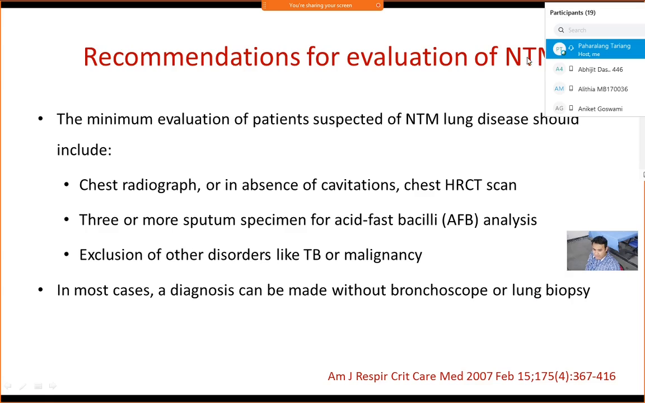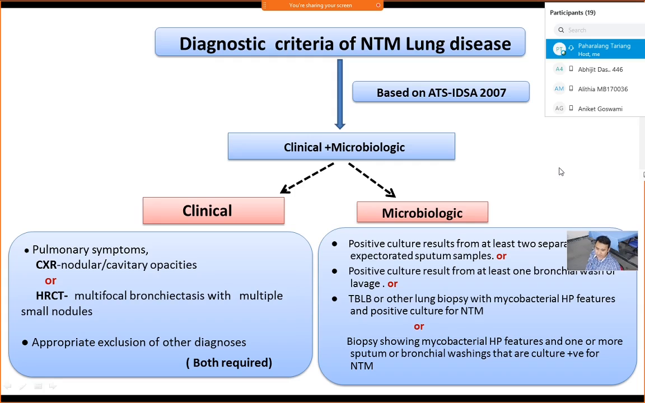So for the evaluation of NTM disease, the minimum evaluation of suspected NTM lung disease should be a chest radiograph. And if it is not really suggestive, you can go ahead and get an HRCT chest also. Also 3 or more sputum samples for AFB staining. This will be a screening assay, excluding other disorders like TB or malignancy. And in most cases, the diagnosis can be made without bronchoscopy or lung biopsy. If it's still in doubt, we can go ahead with these more invasive measures. Now, the diagnostic criteria of NTM lung disease. This is based on the American Thoracic Society and Infectious Diseases Society of America guidelines of 2007.